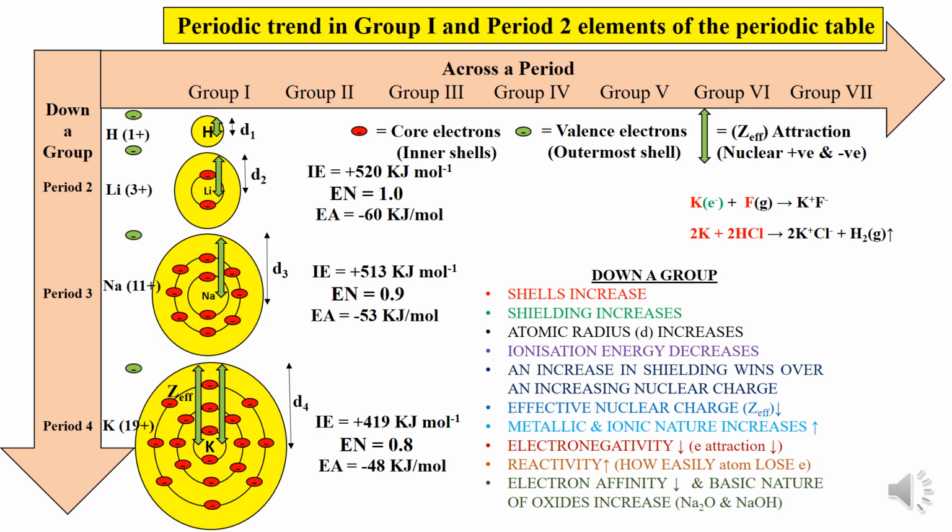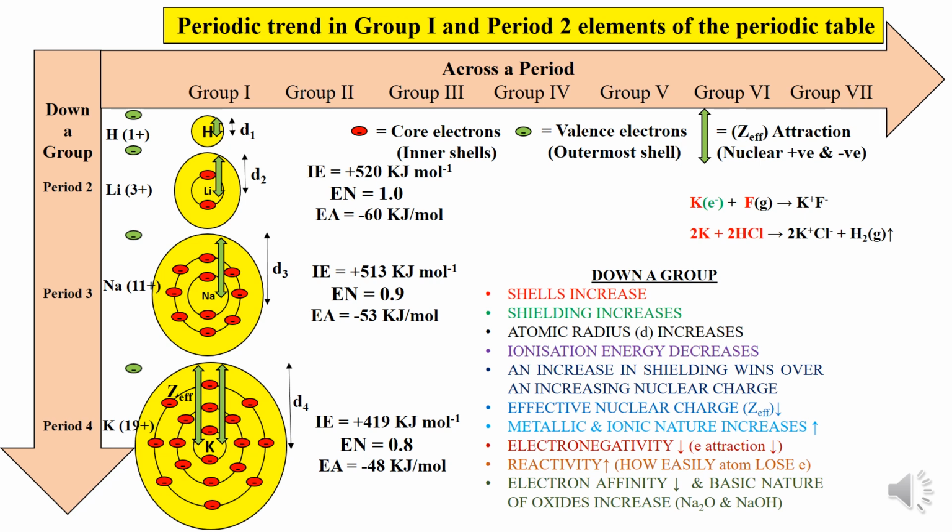So nuclear charge for hydrogen is 1 proton, 3 protons in case of lithium, 11 in case of sodium, 19 in case of potassium. As you go down the group, though the nuclear charge increases, the shielding effect wins.